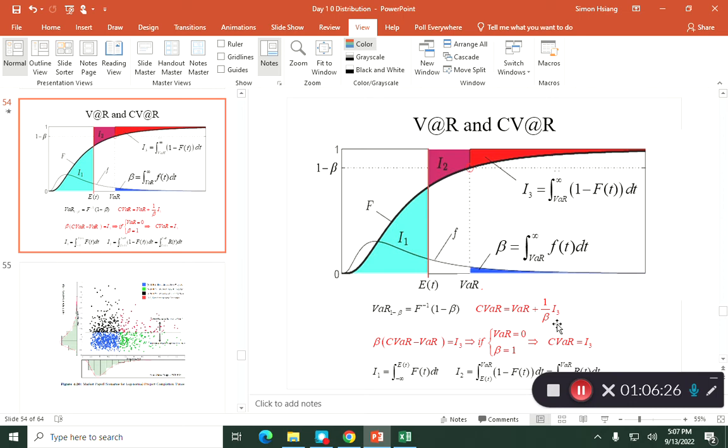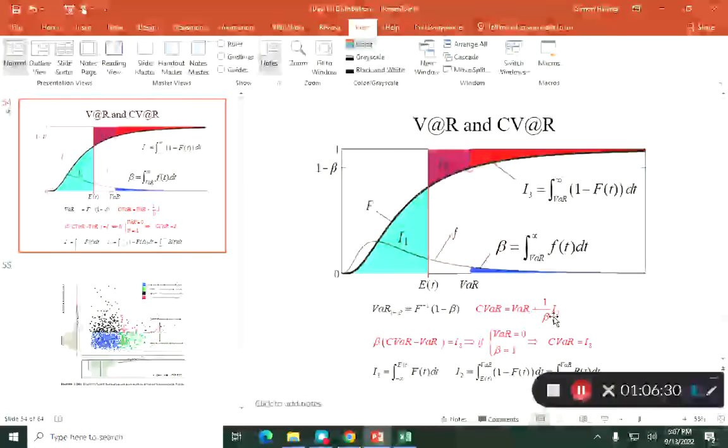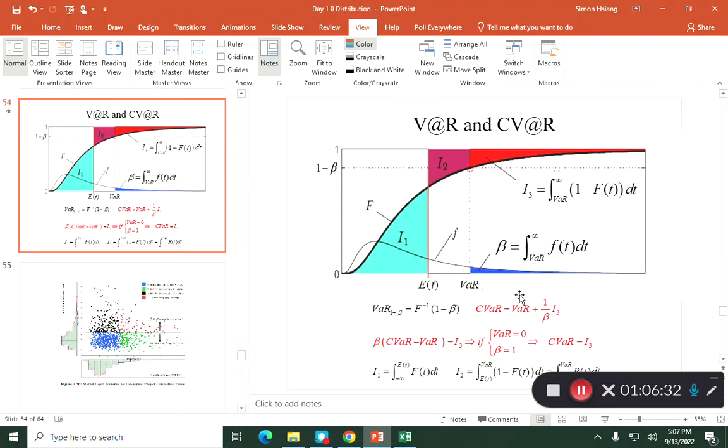Which one is always big? VAR big or CVAR big? CVAR big. Why? Beta, remember, is a percentage, 0.01, 0.05, point something. So beta is a positive value, agree? And then what is the I3 value? I3 value is beyond, that red region. I3 region is from VAR to infinity. How much 1 minus FT is really your ST?